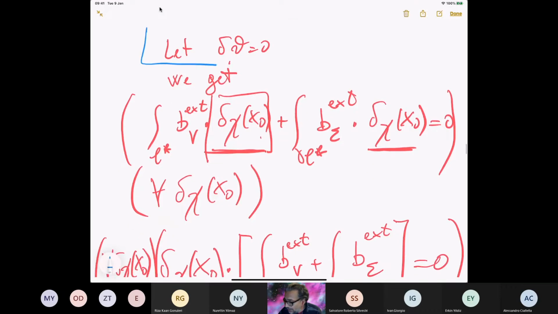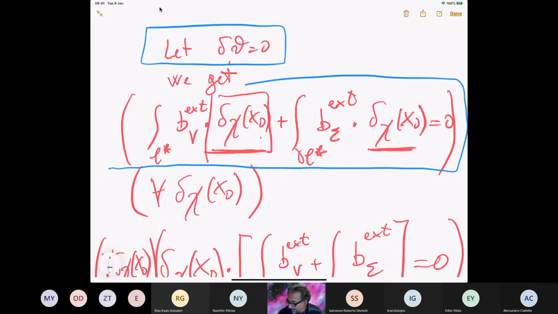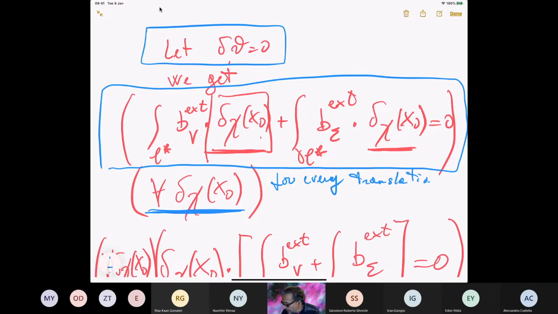Now I will go slowly. We assume that delta theta is 0. The previous equality becomes this very particular equality because everywhere where we had delta theta, we place 0. So we are left only with these two integrals. And the sum of these two integrals has to be 0 for every delta chi 0, so for every translation, if you want, every rigid translation.